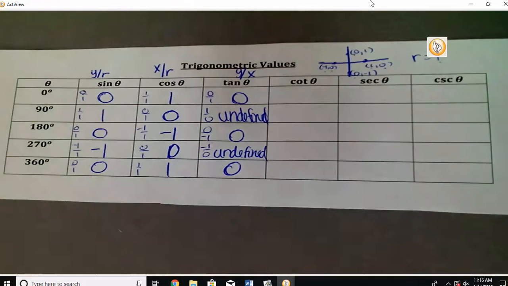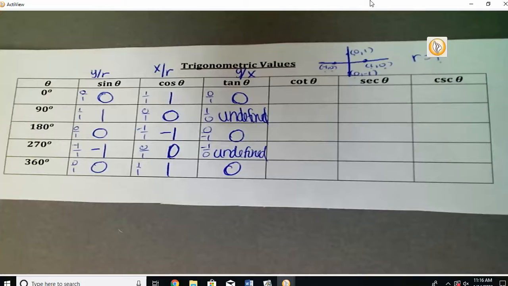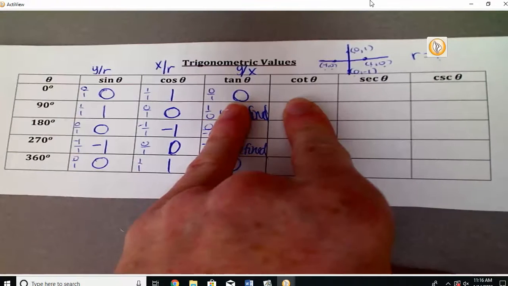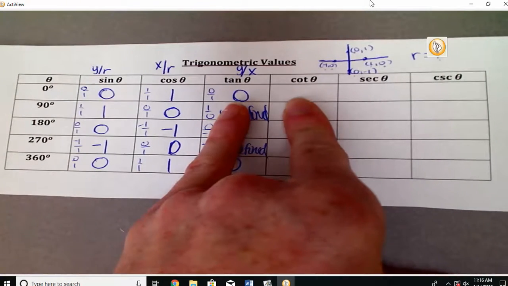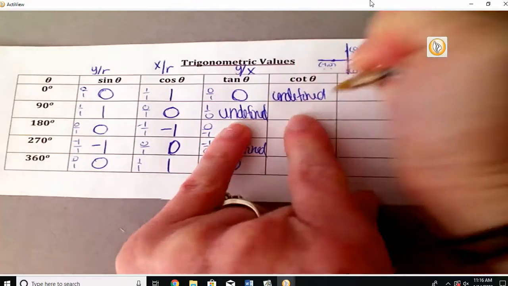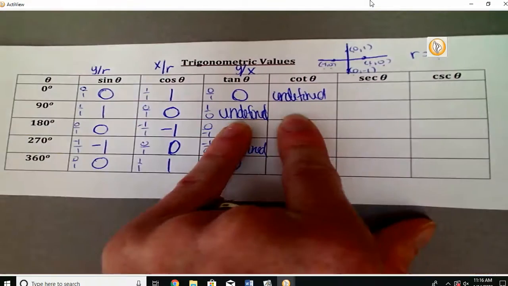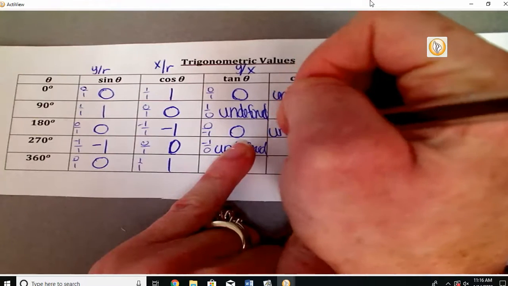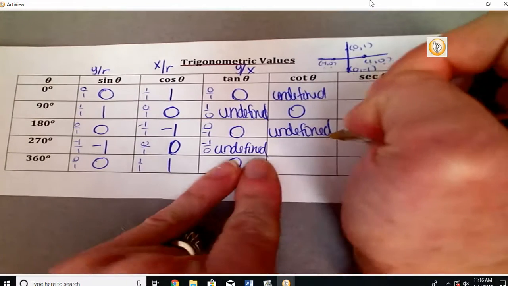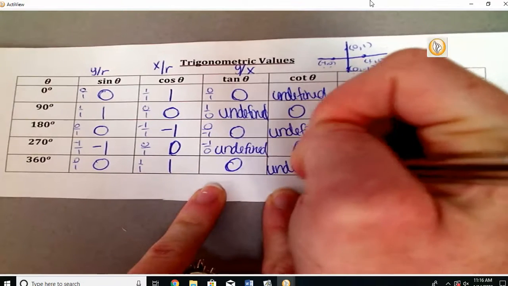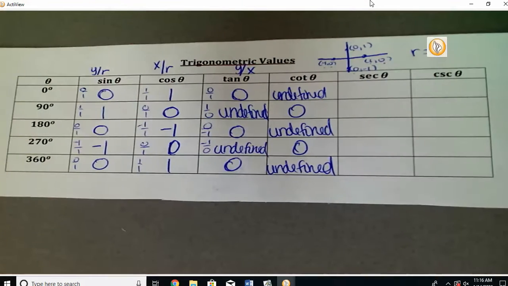Okay, once you have these three, the others, you could keep going the same way, or we could use the properties we know. Cotangent is just the reciprocal of tangent. So what's the reciprocal of 0? Undefined. Reciprocal of undefined would be 0. So at 180, tangent was 0, so cotangent would be undefined. 270, tangent was undefined, so cotangent is 0. At 360, you're back to undefined.